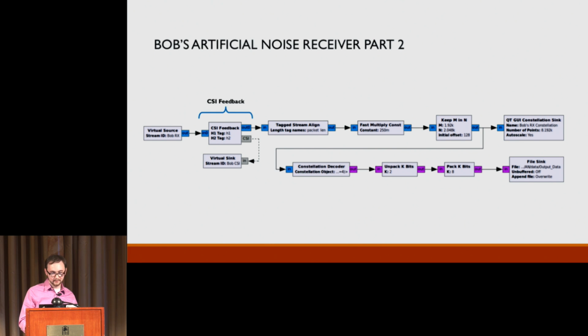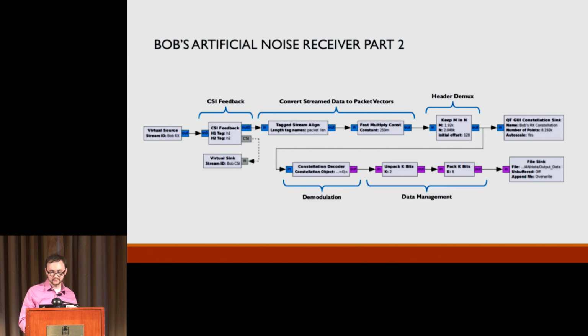And then at the end here, I put that channel estimate into a stream tag. I'm feeding that back to Bob so that they can do the transmit beamforming and the artificial noise generation based on that channel state information. Converting this to a packet vector for fun, and then I'm demuxing the header. So I'm just taking the training sequence off, demodulating, and then putting it out into a file.